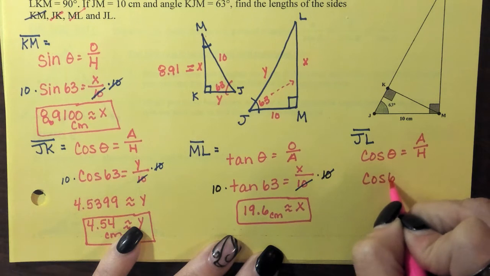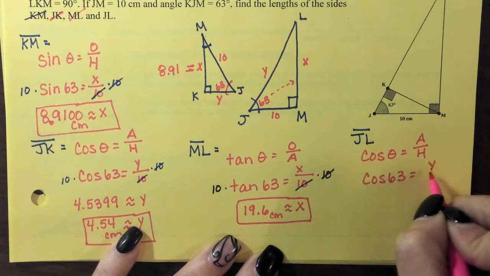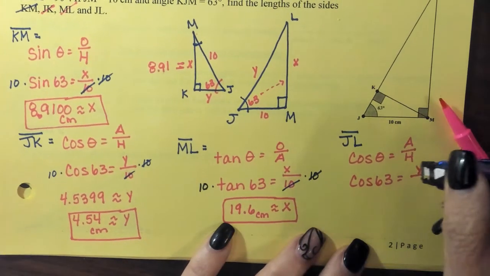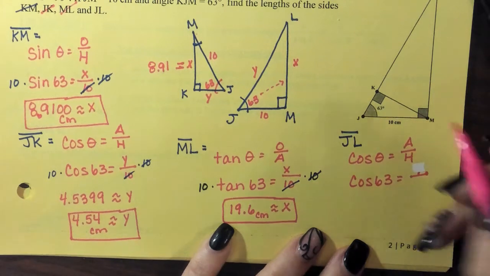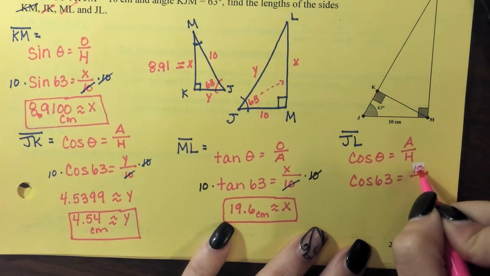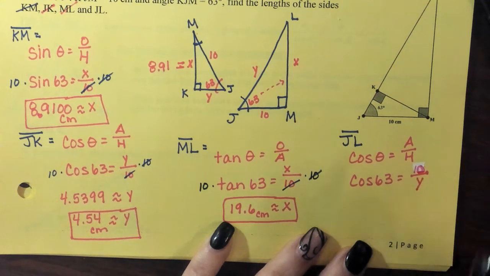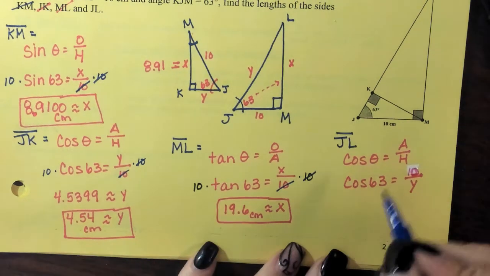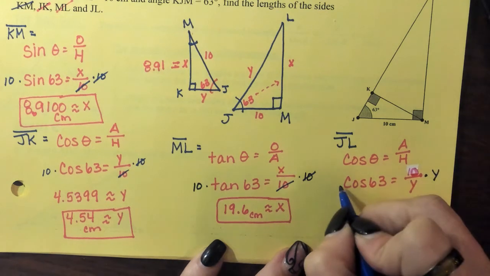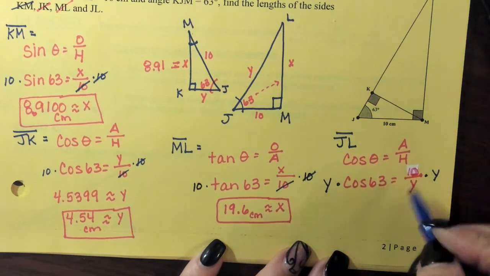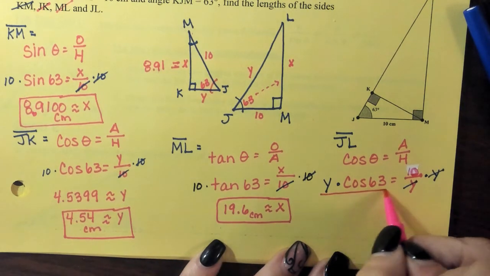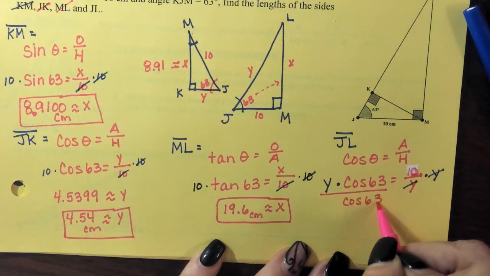So cosine of 63 is adjacent over, oh, I did it backwards, didn't I? Adjacent is 10. Adjacent is 10 over the hypotenuse. Okay, so algebraically I need to solve this. I'm going to multiply both sides by y, and that would make these cancel out. To get rid of cosine and move it to the other side, I would divide both sides by cosine 63.